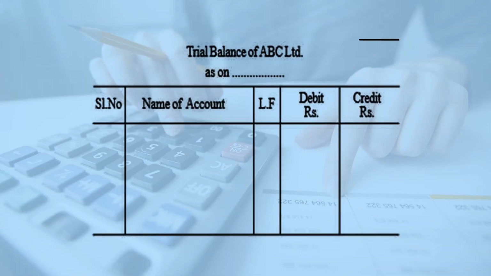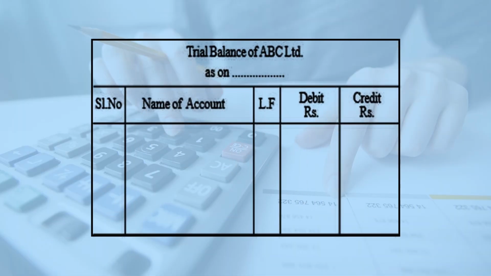Well friends, this is the format of the trial balance. As you might be seeing here, trial balance of ABC Limited as on a date. It means that the trial balance is prepared on a particular date. Here there are 5 columns. The first one is serial number, the second one is name of the account, the third one is ledger folio, the fourth one is debit balances and the last one is credit balances.